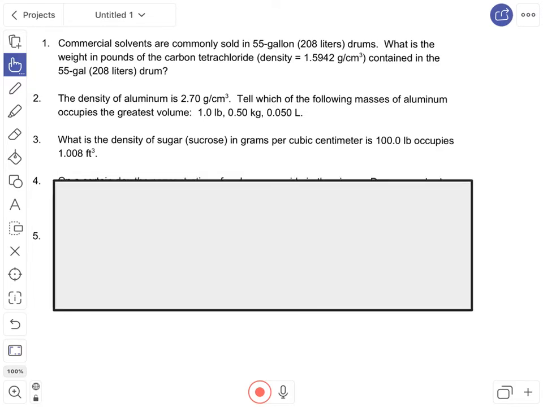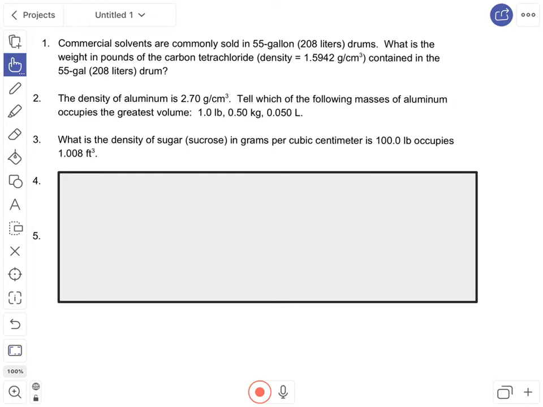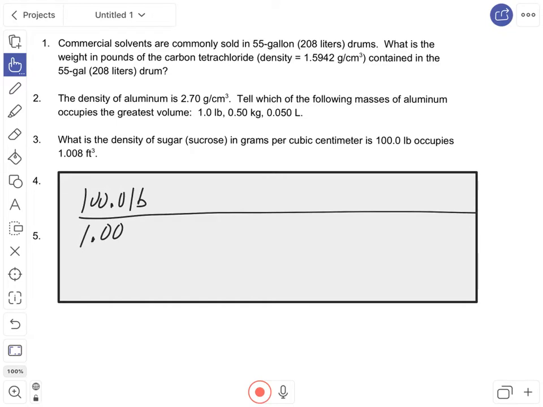100 pounds. If we think of that as a density, 100 pounds, so it's mass over volume per 1.008 feet cubed. Again, we want it in grams per centimeter cubed. So first thing we need to do is we're going to switch our pounds out. We're going to say that 1 pound is 454 grams.